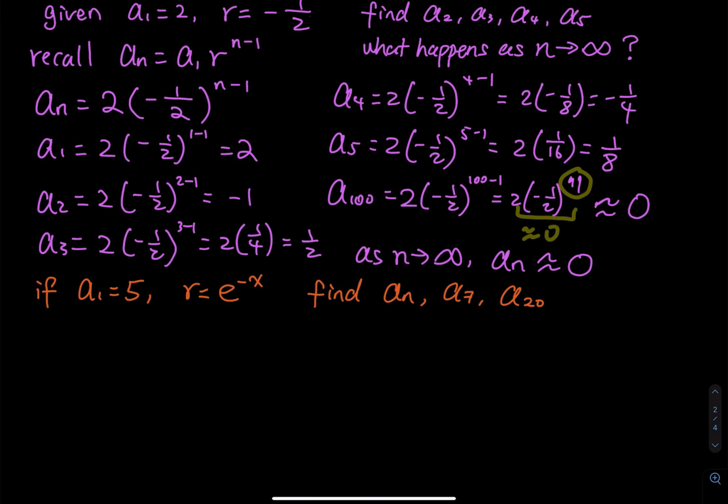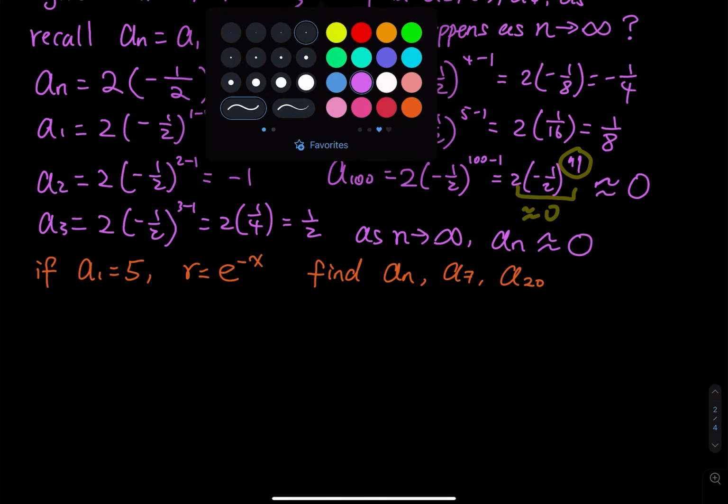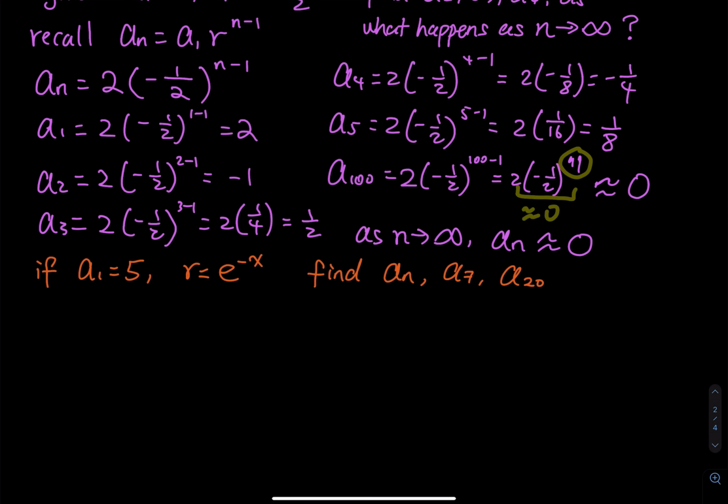Okay, last one. You got a1, you got the r. Find the next couple terms. So we have a_n equal to a1 times r raised to the n minus 1, which is 5 times e to the negative x, to the n minus 1. Nothing else can be simplified.